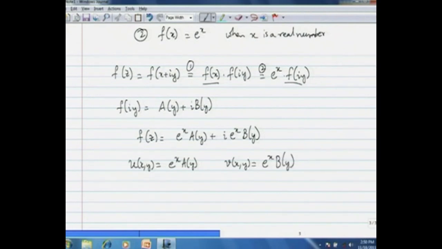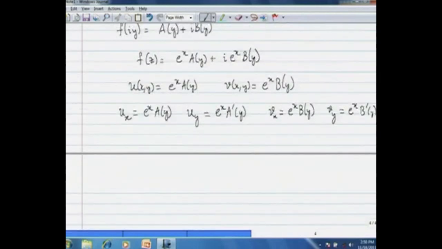So, u x, the partial derivative of u with respect to x, gives us e power x a of y, and u y is e power x a prime of y. v x, the partial derivative of v with respect to x, is e power x b of y, and the partial derivative of v with respect to y is e power x b prime of y.